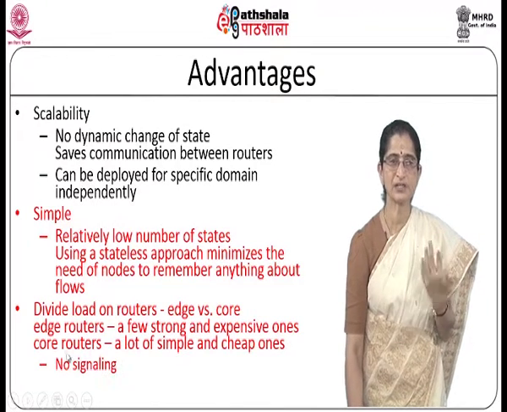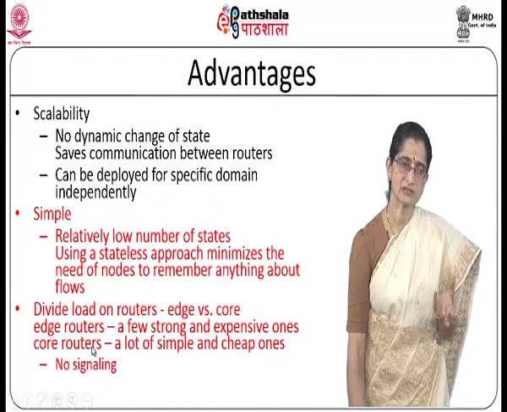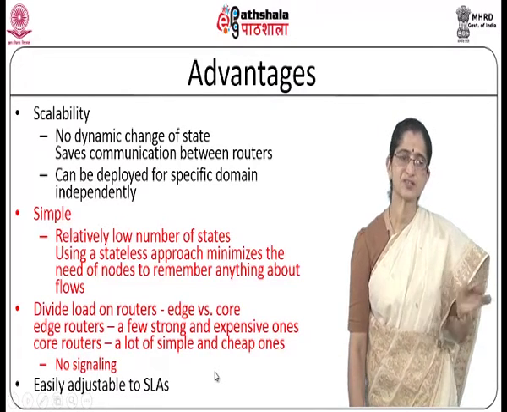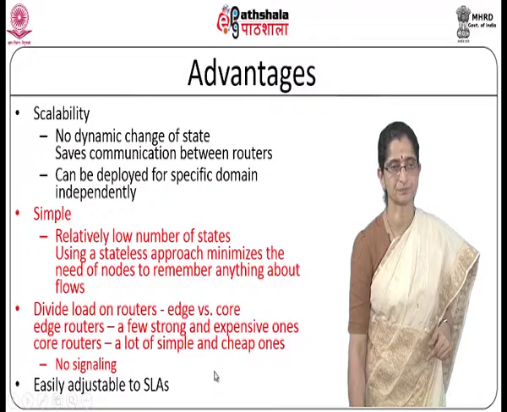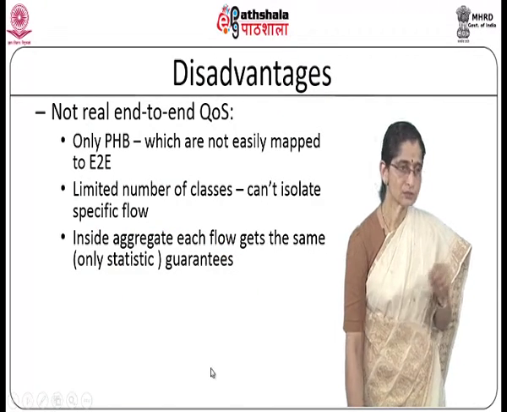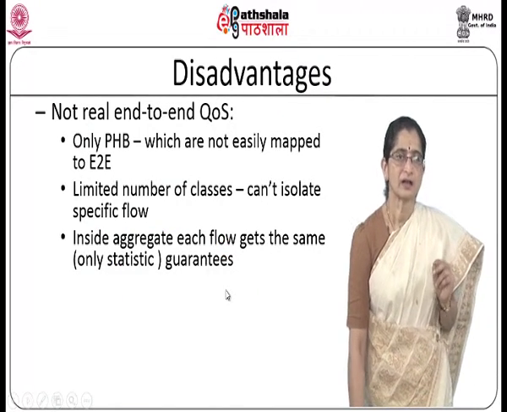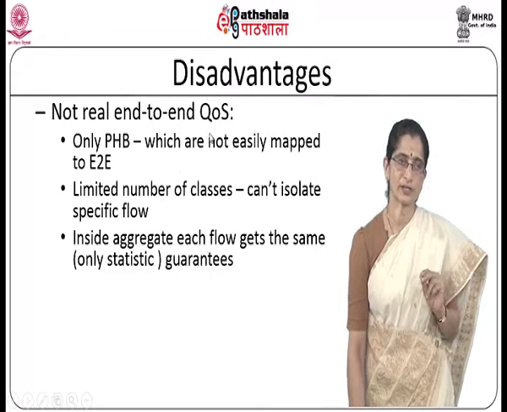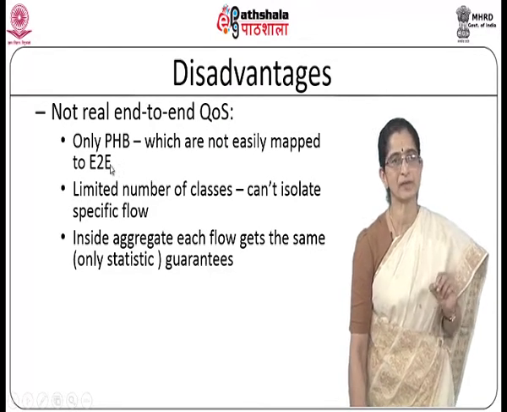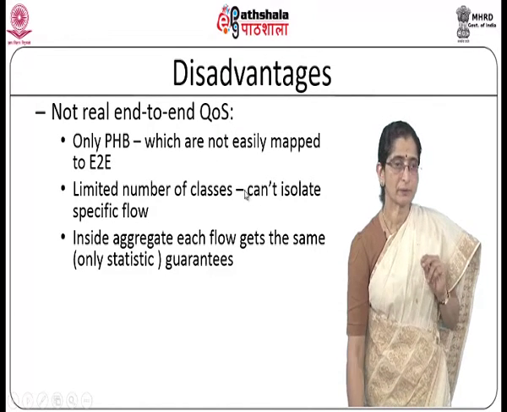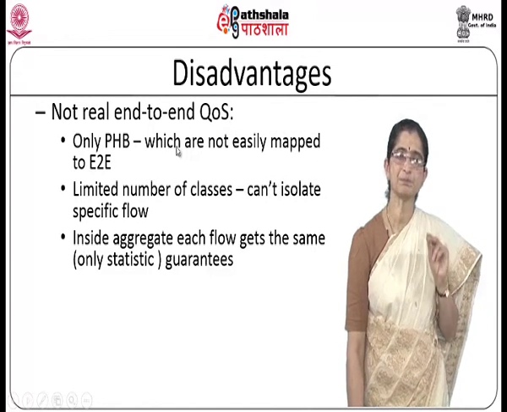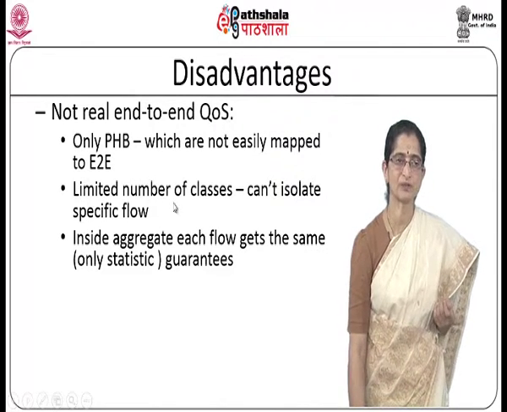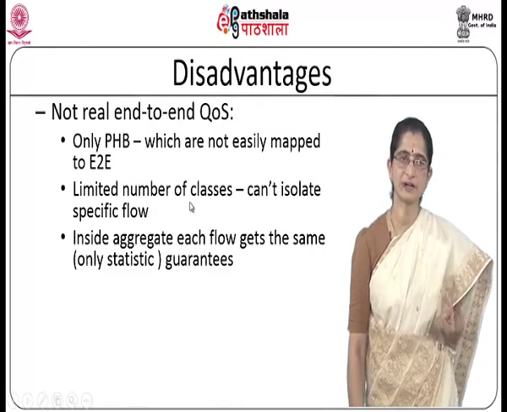And since there is no signaling, the core routers can work faster. So that's the advantage that we get. And it is easily adjustable to different service level agreements. Okay, so if you look at the disadvantages, it's actually not a real end-to-end QoS, because remember we only have per hop behavior that's being specified. So it may not always be easy to map the PHB to an end-to-end requirement. And you have, in a sense, a limited number of classes.